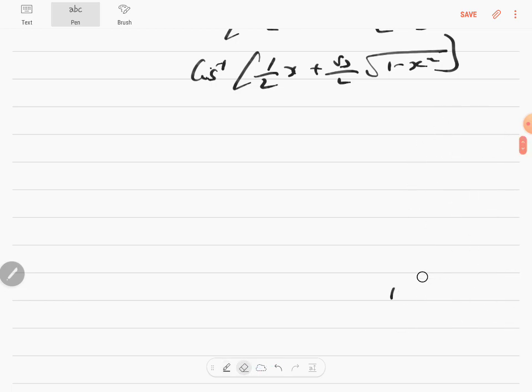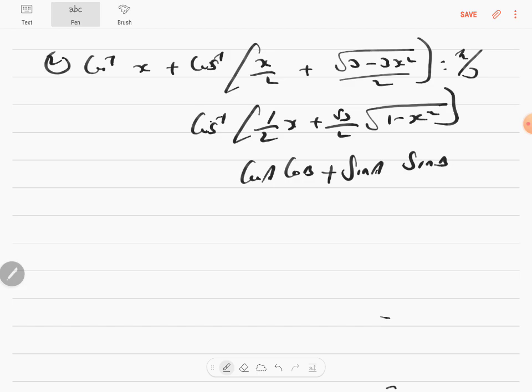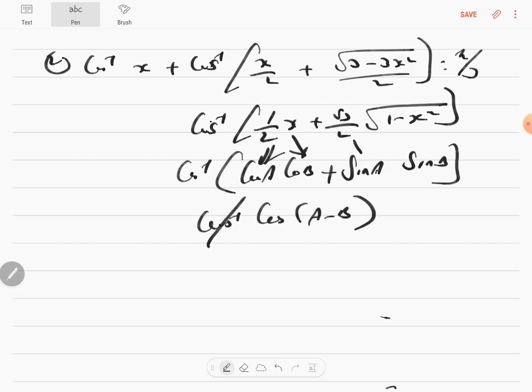And so as soon as I see root 3, I know it's a triplet. I have to take it out and write it like this. And it has to be cos A cos B plus sin A sin B, where this is cos A and this is sin A. So you're going to write it like this, and where this is cos B, so that the cos inverse here will become cos of A minus B, and cos inverse and cos get cancelled.